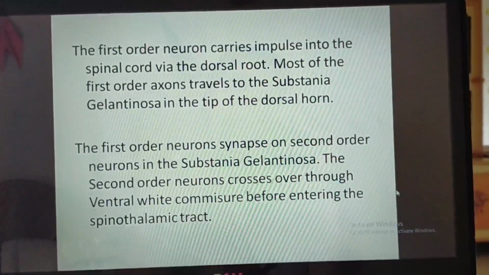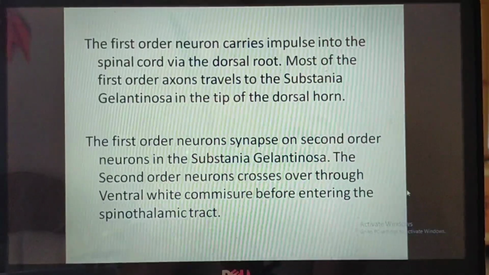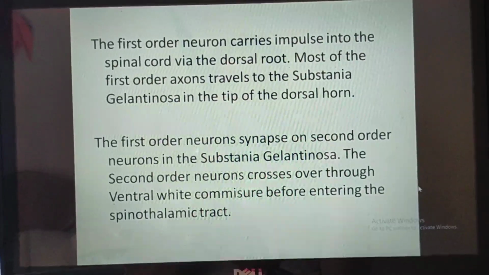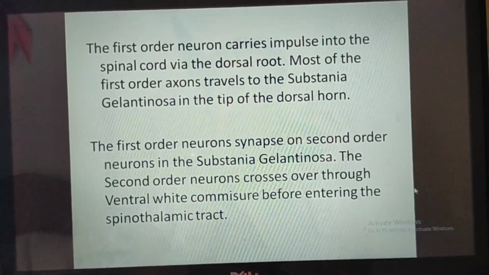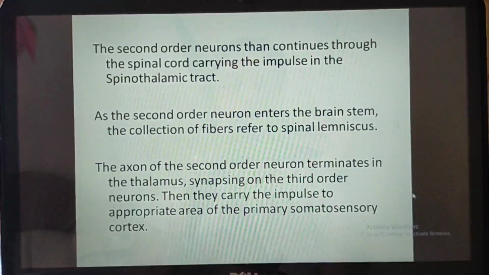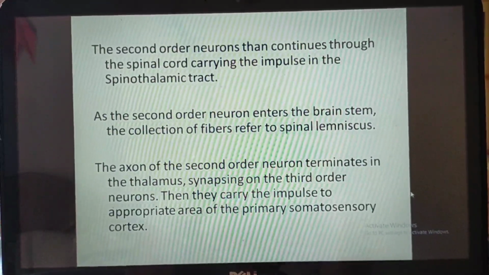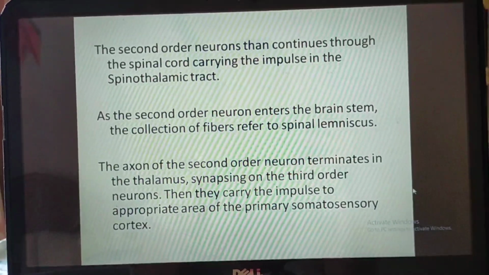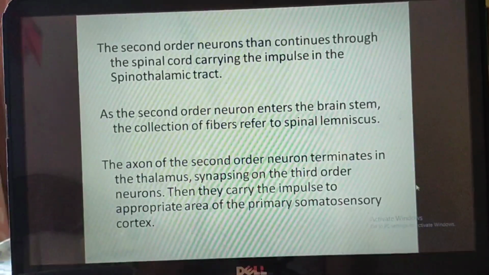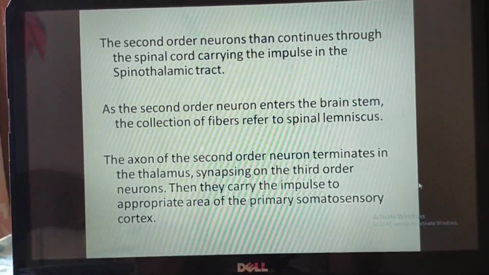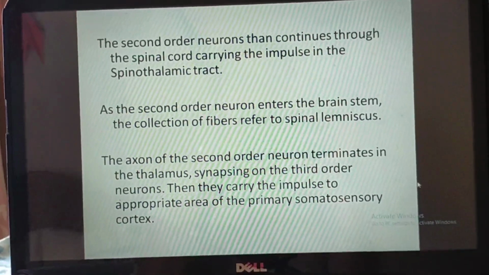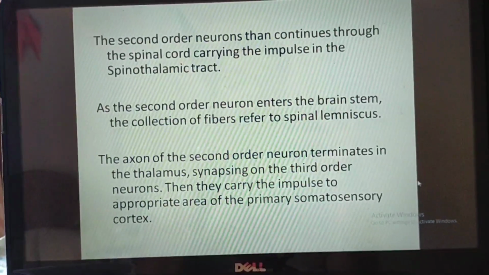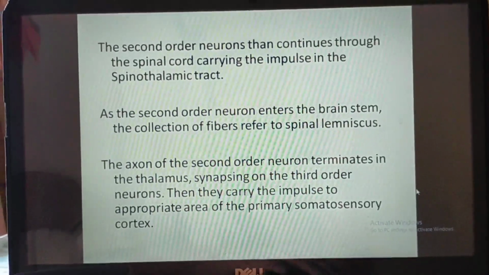The first order neurons synapse on second order neurons in the substantia gelatinosa, and the second order neurons cross over through ventral white commissure before entering the spinothalamic tract. The second order neurons then continue through the spinal cord carrying the impulse in the spinothalamic tract. As the second order neuron enters the brainstem, the collection of fibers is referred to as spinal lemniscus. The axon of the second order neurons terminates in the thalamus, synapsing on the third order neurons. Then they carry the impulse to the appropriate area of the primary somatosensory cortex.